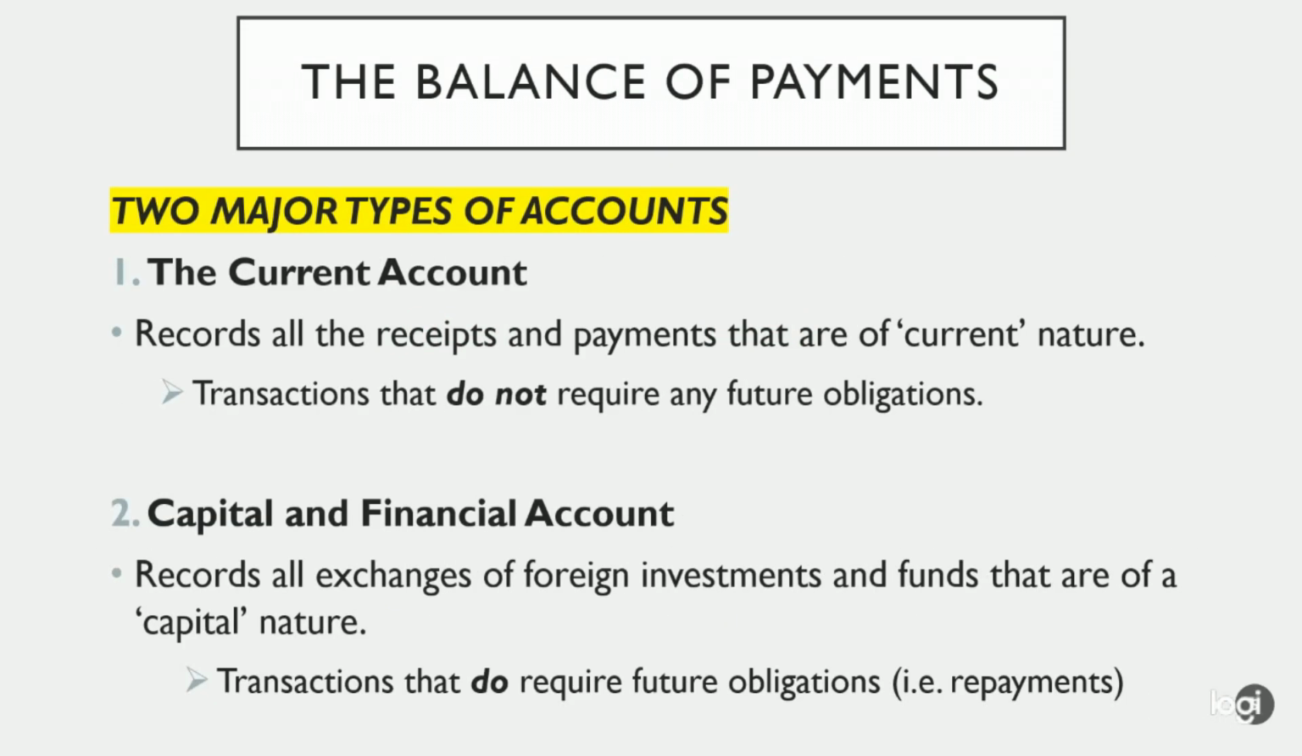There are two major accounts of the balance of payments, and it splits up into these two branches. The first one is the current account. The main idea with the current account is that it records transactions that do not require future obligations. There's a very big difference between taking out a loan, which is obviously going to have multiple interest payments, compared to a single interest payment transaction: once you make that interest payment, there is no more future obligation attached to that sum of money. Contrasting that, the capital and financial account records all foreign investments and funds that are of a capital nature, and so typically they will require financial obligations.